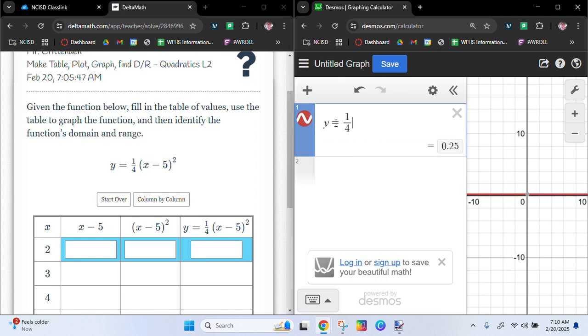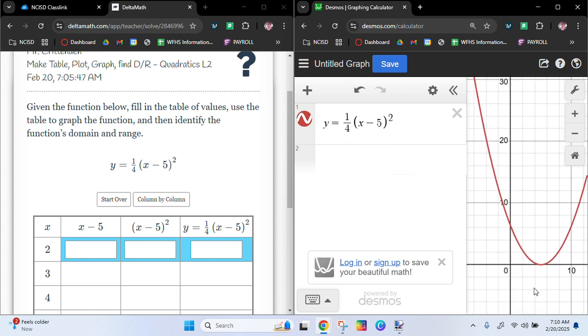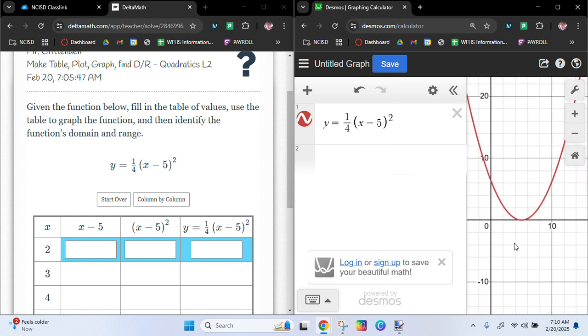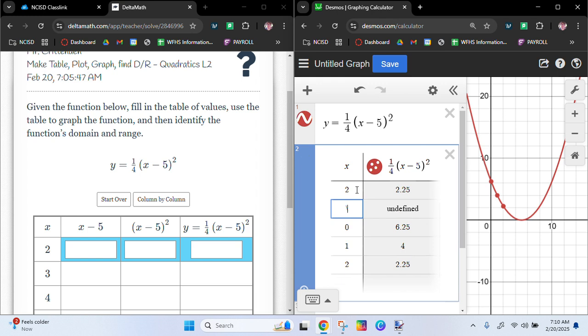You can graph this in Desmos, use the tools that were given, right? And we have x minus 5, and that is all to the second power. And this is the function that we're talking about. So we can definitely use this as a model for when we have to graph it, okay? And we can also use the table here to get some of our values. We can change the x values here to match the x values they're asking for, okay?